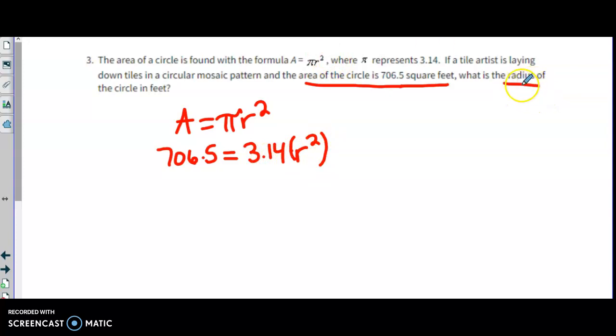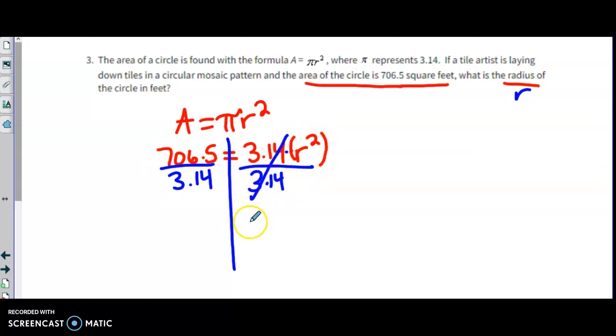I don't know what the radius is yet. That's what I'm trying to solve for, so I just leave it as the letter R. But remember, we are trying to solve for R, so we have to get R by itself. Right now, we have 3.14 times the radius squared, and the opposite of multiplying is dividing. So we're going to divide 3.14 on each side. It'll cancel on this side, leaving us with R squared. And then I'm going to use my calculator for the other side. 706.5 divided by 3.14 gives me 225.